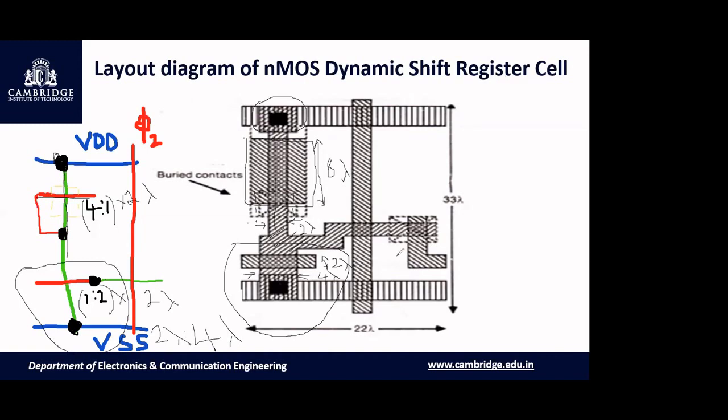There's nothing but N plus diffusion that is drawn here, and a poly should be crossed. A poly is crossed here. That's it. So diffusion is connected to diffusion itself. No, we could have taken it like this only. Instead of connecting here, we could have connected like this. Right, one and the same. Understood? No? Okay.